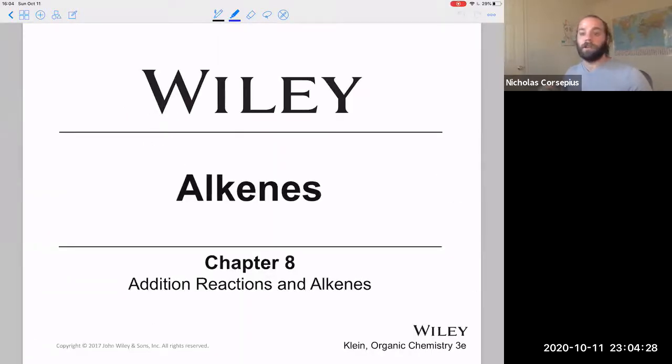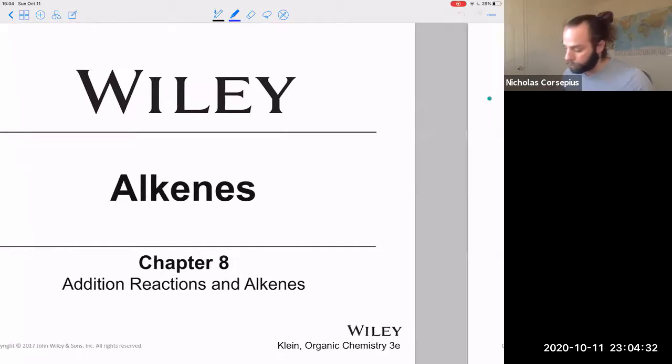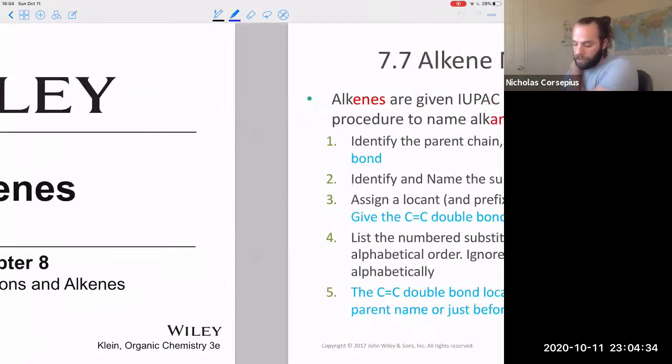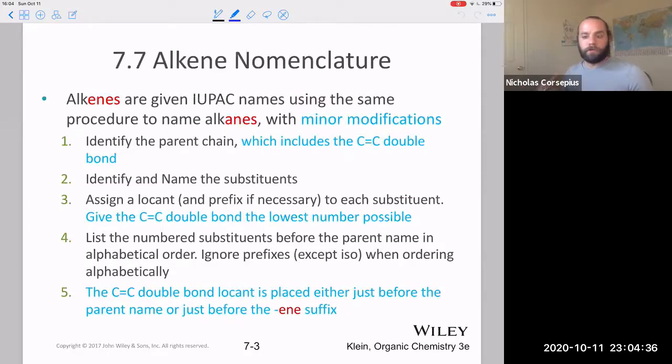We've got to figure out how to name our alkenes, right? So, some alkene nomenclature. The rules that you're going to go through are fairly similar to when we've been naming our alkanes or our alkyl halides, but there are a few distinct differences. Those are going to be what's highlighted in blue here. So let's take each of these point by point and go through some examples.